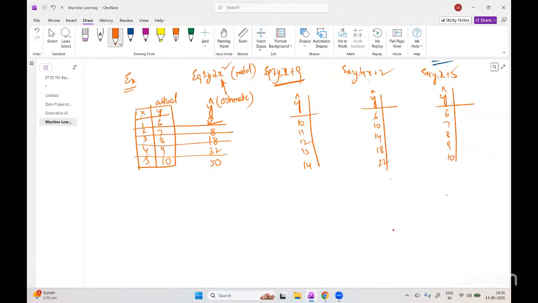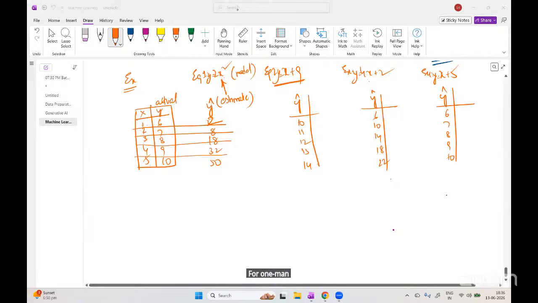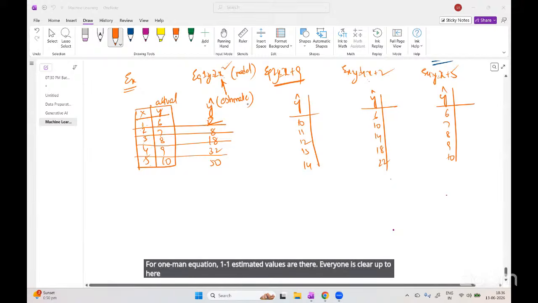For 1 equation, 1 set of estimated values is there. Is that clear, everyone? Understood or not? Everyone is clear up to here? Anyone has any doubts?